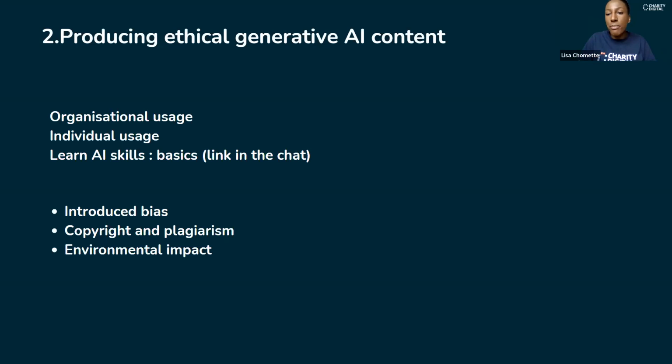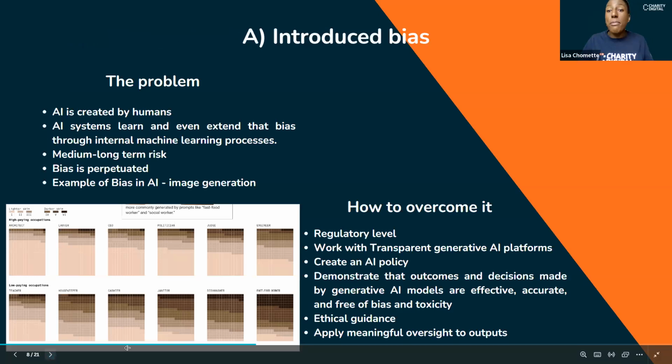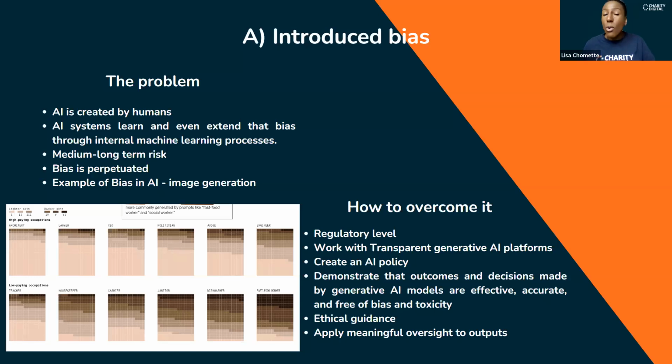We'll go over a few of these ethical concerns, and the first one is actually introduced bias. The problem is that AI is capable of processing huge amounts of information, more than any human or indeed any collection of humans. But that information is not neutral. Because AI is created by humans who decide on the input, and humans, as we know, are riddled with conscious and unconscious bias, AI systems just learn this bias and extend it through internal machine learning processes.